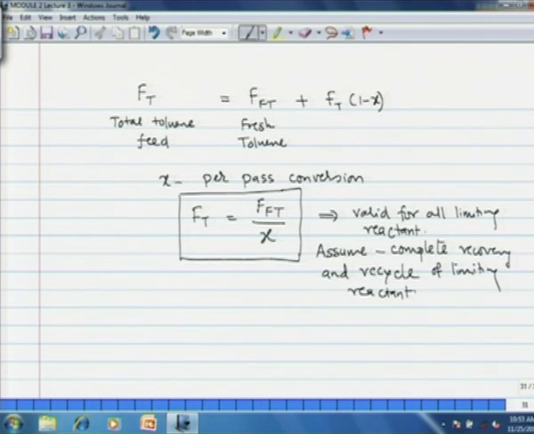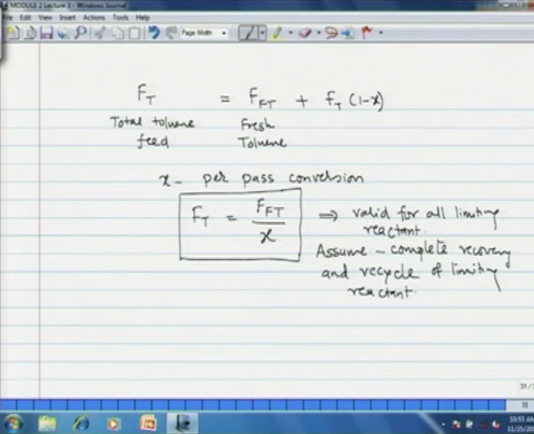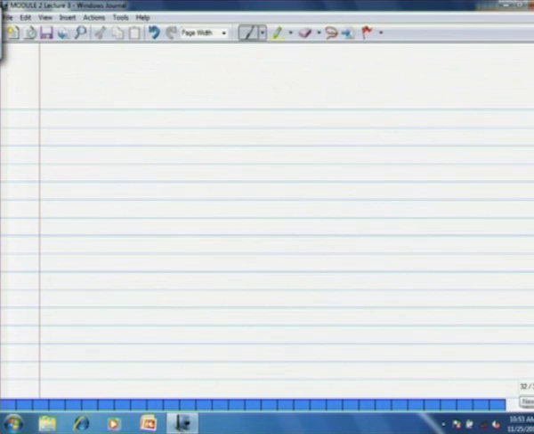Now, in some cases the limiting reactant may leave with the product or in the purge stream, and therefore, we have to slightly modify the balance, but we will see now again with an example that the general relation between the total feed of a limiting reactant and the fresh feed remains same. We now see example of ethanol manufacture by hydration of ethylene.